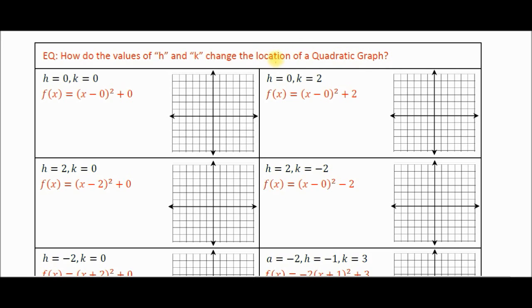Notice it's changing the location. A changed the shape and direction of the parabola. H and k, we will see, change the location of a parabola or the quadratic graph. So let's take a look.